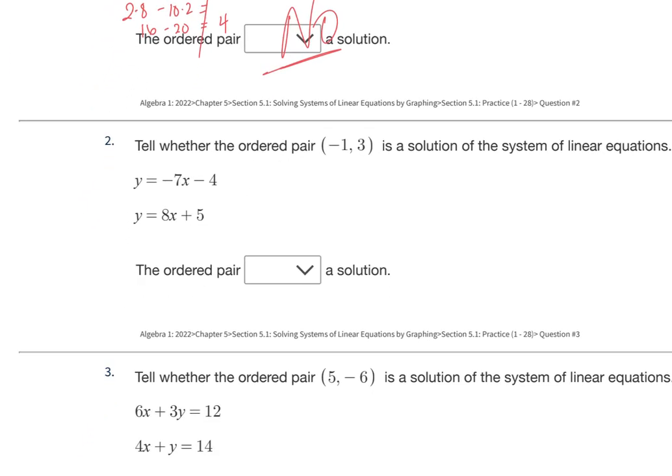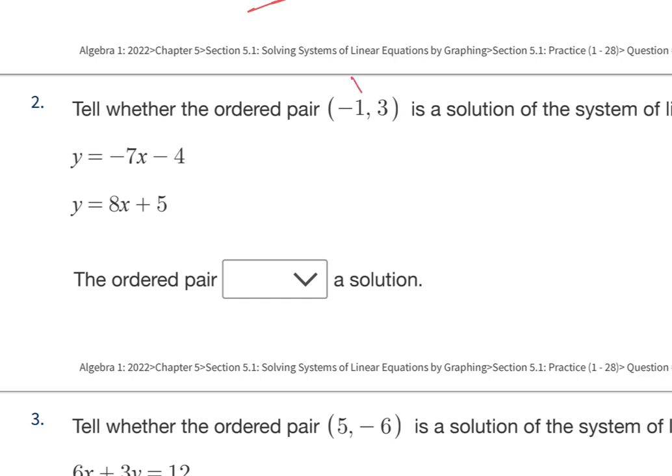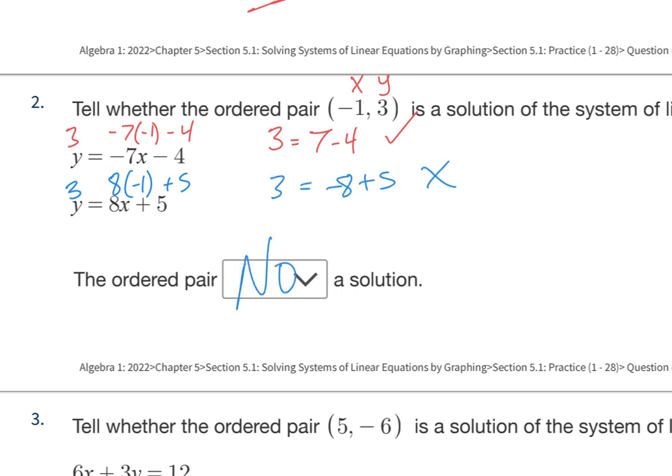Next, same thing, different number. Tell if this is a solution to this system right here. So 3 equals negative 7 times negative 1 minus 4. Well, that would be 3 equals positive 7 minus 4. That works. This one, the y is 3. 8 times negative 1 plus 5. 3 equals negative 8 plus 5. No, that does not work because that would be 3 equals negative 3, and that does not work.